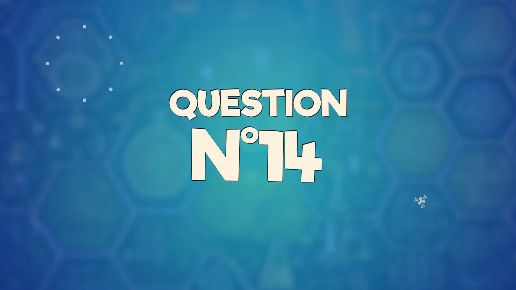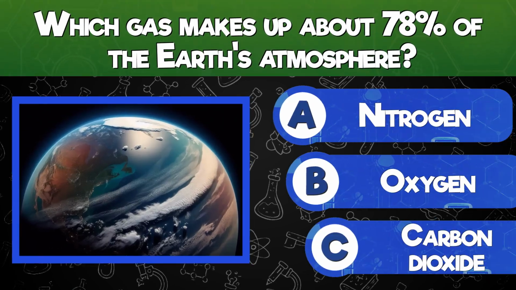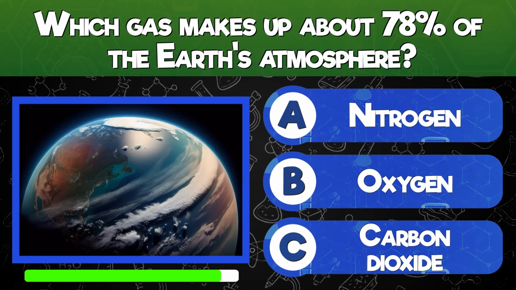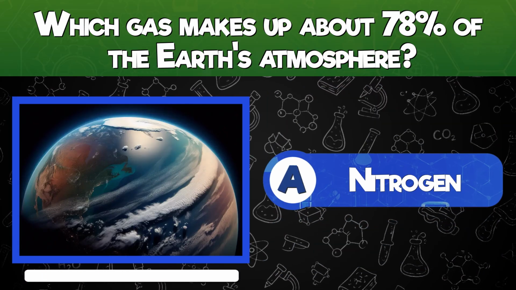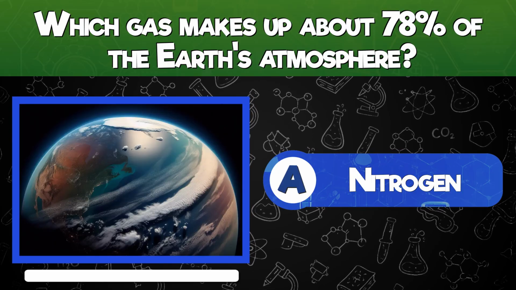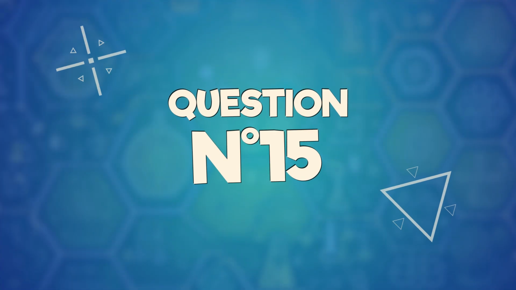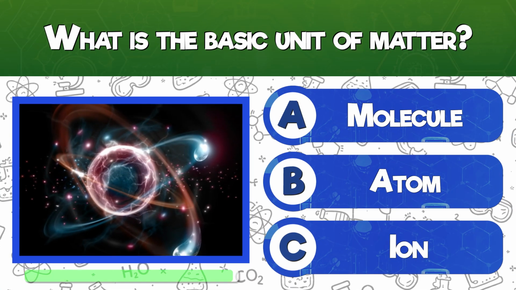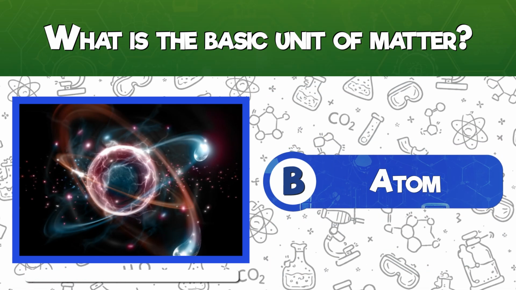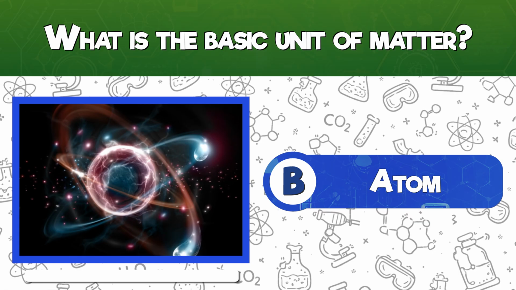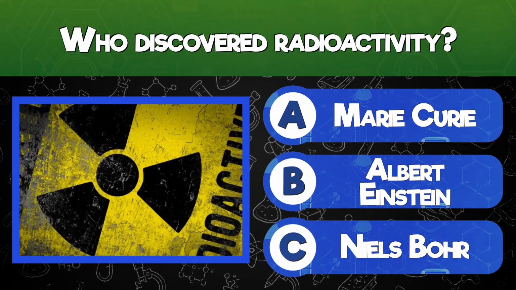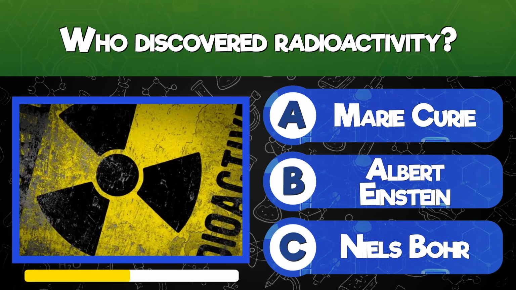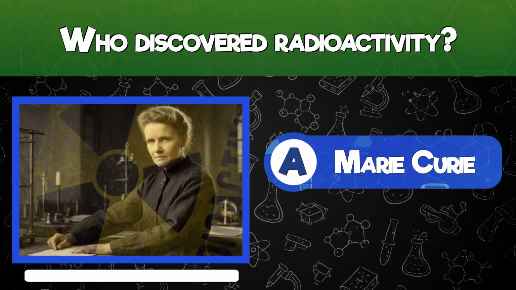Let's continue. Which gas makes up about 78% of Earth's atmosphere? Nitrogen. What is the basic unit of matter? The atom. Who discovered radioactivity? Marie Curie.